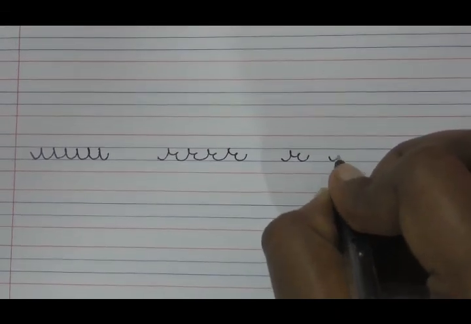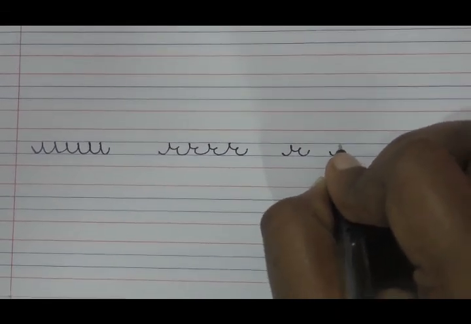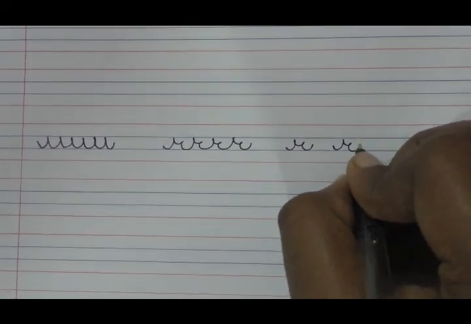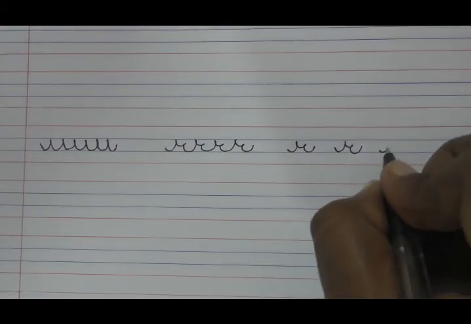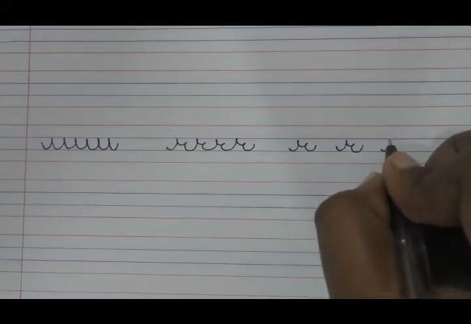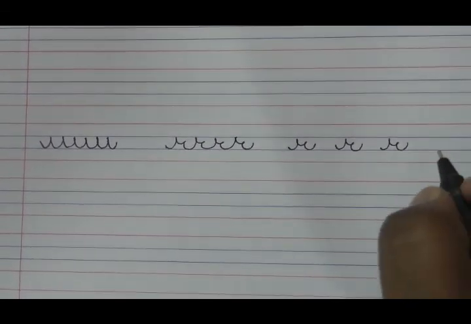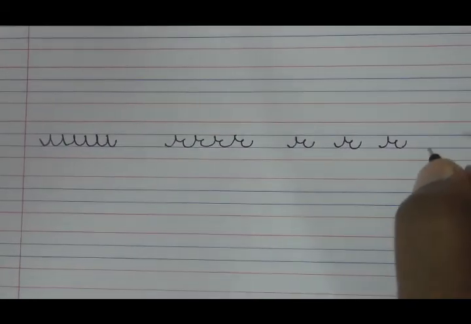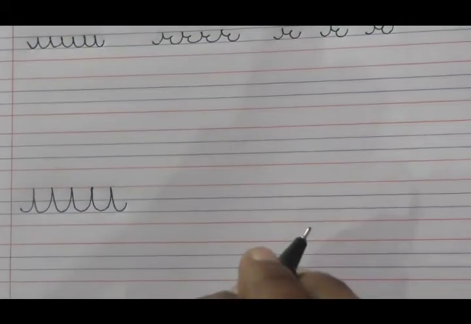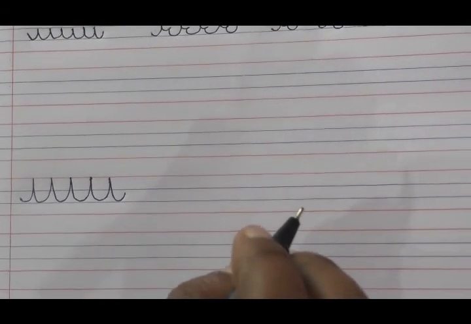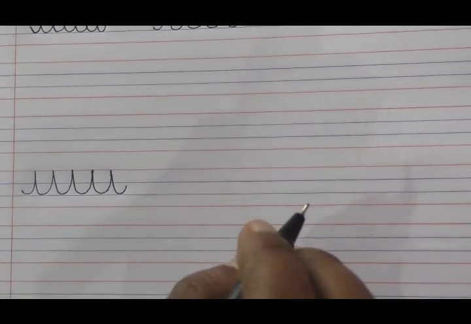Here is the shortwave stroke, small curve, bring it down and stop. Shortwave stroke, small curve, bring it down and stop. Now we are going to be using the long wave stroke to make the letter T.